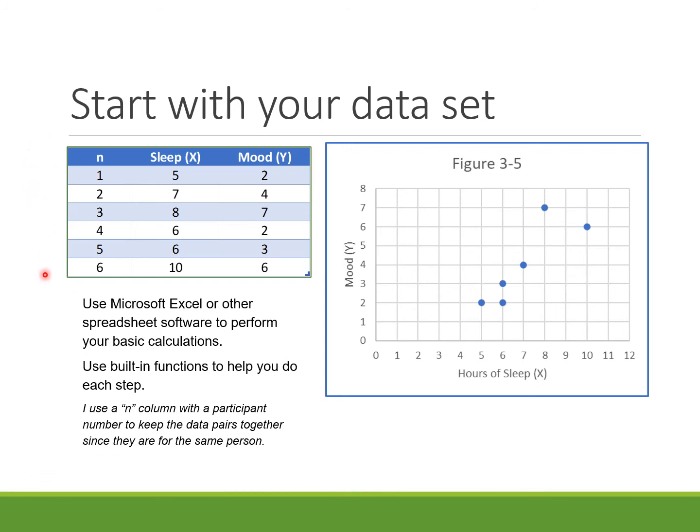We have the column for N, which is the number of our participants. We have a column for our sleep data and a column for our mood data. And so remember, we use Excel or some other spreadsheet to do our calculations for us. There's no sense in using your calculator. It's very tedious and time consuming, and it promotes making mistakes.